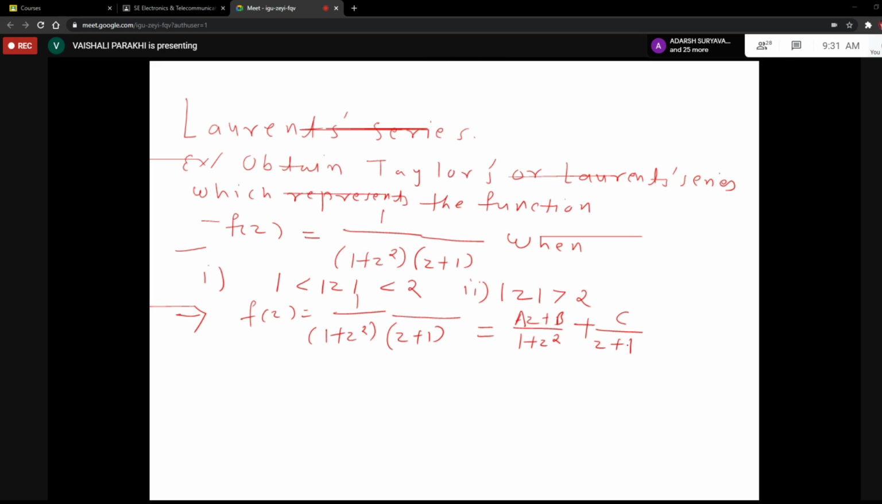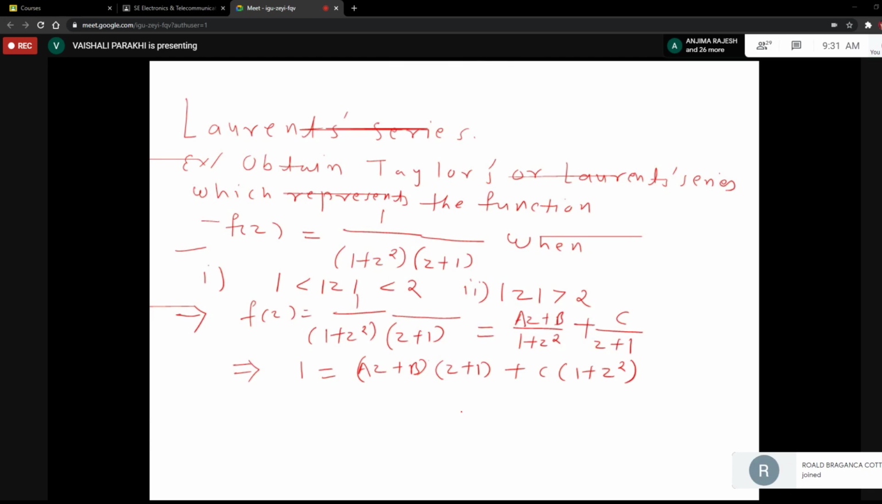Right hand side, so it will be (az plus b) multiplied by (z plus 1) plus c multiplied by (1 plus z square). Okay, and then the denominators are getting cancelled. Now the next step is to get values of a, b, c as usual. So what are the things you are going to do? How are you going to get values of a, b, c? Either you expand the whole right hand side and equate the coefficients on both sides, or another way is like this.